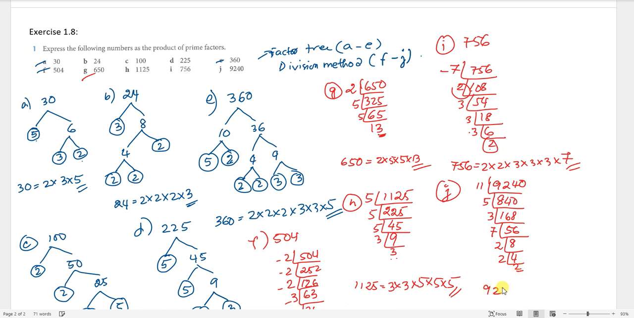So 9240 is equals to 2 times 2 times 2, then we have 3, 5, 7, 11.